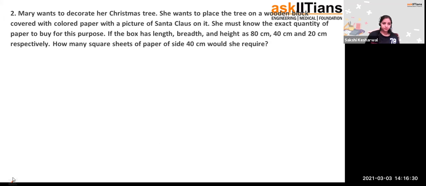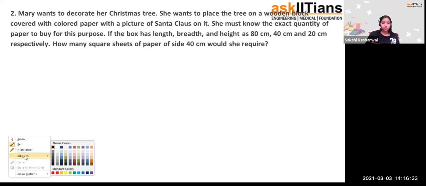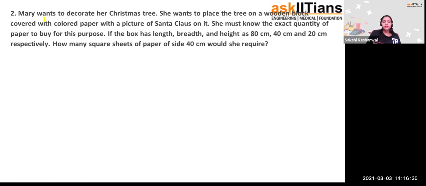Now, coming to the next question, let's read it out. Every time, read out the question; these are easy only, right? It says that Mary wants to decorate her Christmas tree. She wants to place her tree on a wooden block covered with colored paper with a picture of Santa on it, right? The word block is generally a cuboid, right? So she must know the exact quantity of the paper that she has to buy for this purpose. If the box has the length, right? Now, if it's mentioning that, then it's a cuboid, right?